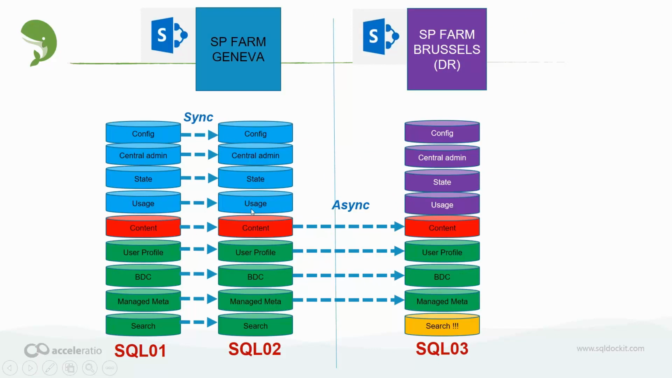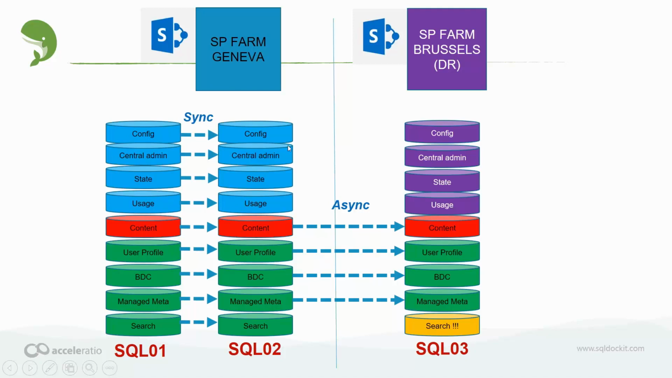In terms of databases, how does that work? Of course, if you remember, this is the farm in Geneva, this is the farm in Brussels, the DR farm. In Geneva, we have HA, that means, if you remember, all the SharePoint databases, maybe with an exception, which is the usage database, can be synchronously synchronized. And we will show you how to achieve that. But between Geneva and Brussels, the DR, only these databases can be synchronized.